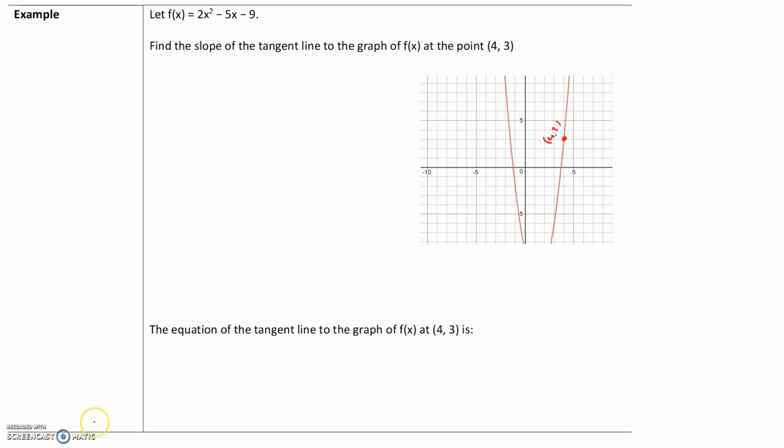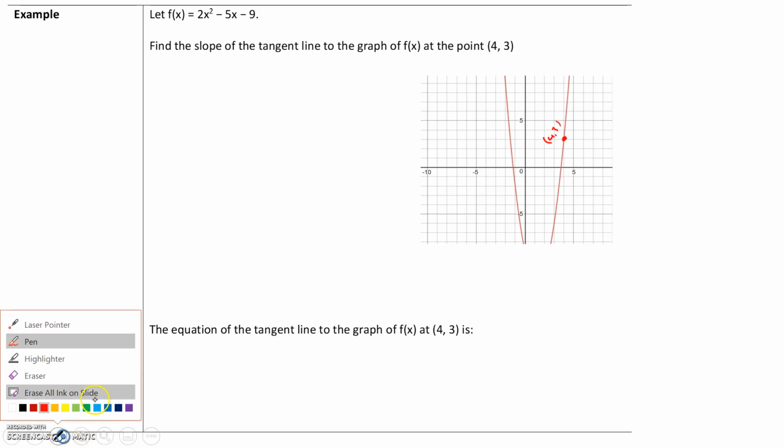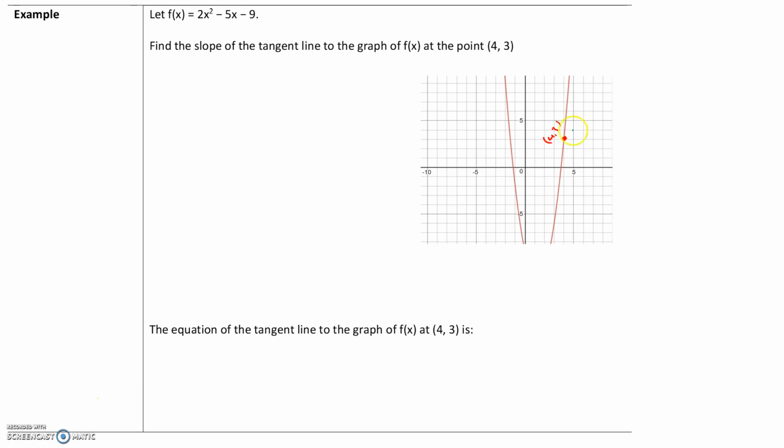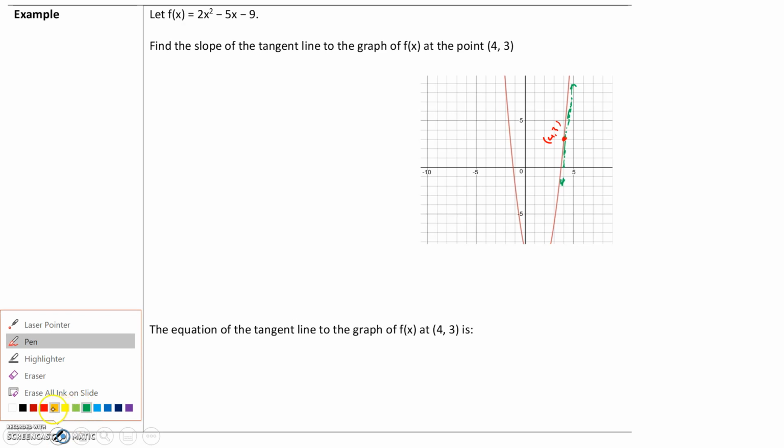So let's first look at what the tangent line might look like. This will be hard to draw because this graph is almost vertical at the point (4, 3), but the tangent line will look something kind of like this, where it's going to barely touch the graph without actually going through it. I'm sorry I'm not drawing it straight, but hopefully you get the idea. That'll be our tangent line, and we want to find its slope.